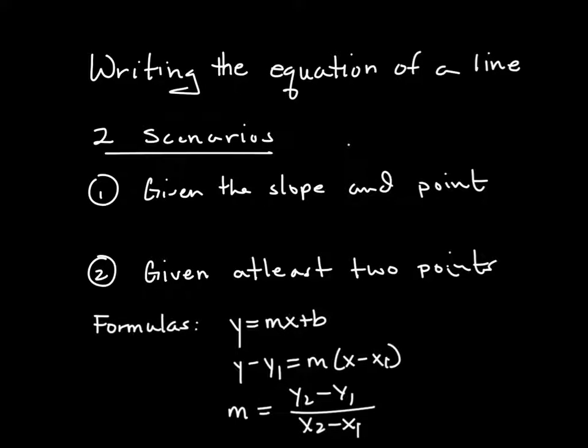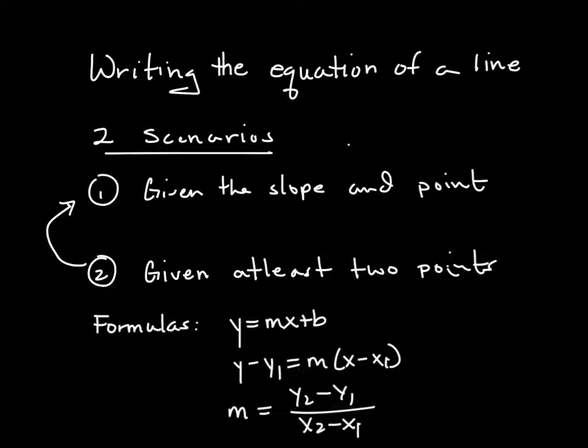Okay, so this video is going to cover writing the equation of a line. To write the equation of any line, you have to cover two scenarios. One scenario is that you are given a slope and you have some sort of point to then build an equation off of. The other scenario is that you're given at least 2 points. However, scenario 2 still requires you to get back to scenario 1.